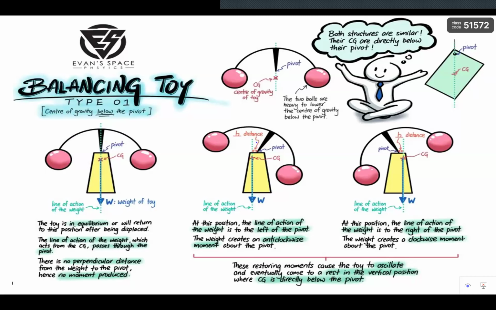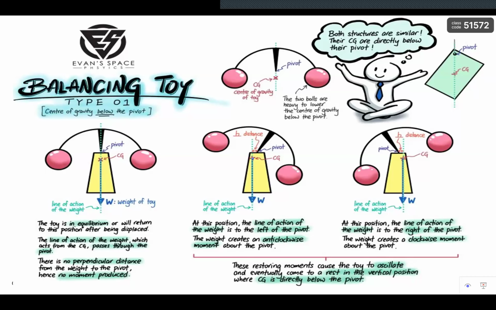What happens if I tilt the toy? If I tilt the toy to the right, this is what is going to happen. The center of gravity will shift to the left. So again, now at this point, you need to mention the line of action of the weight is to the left, or the CG is to the left.